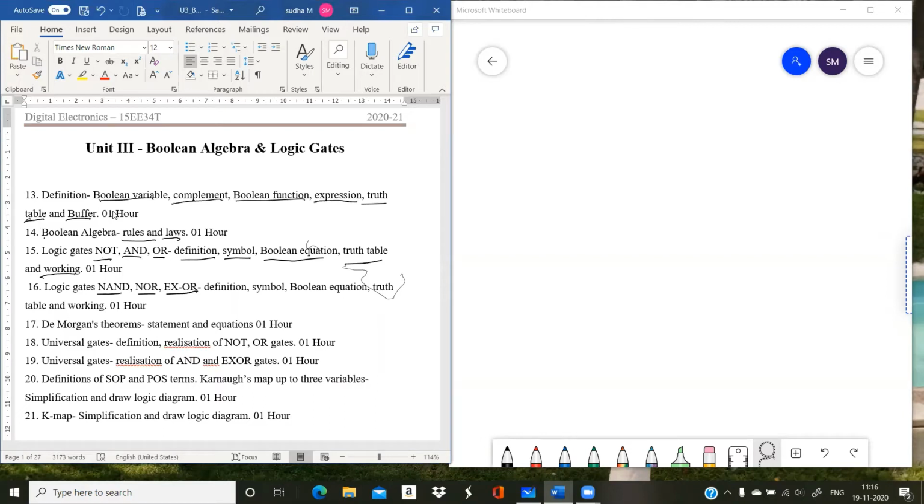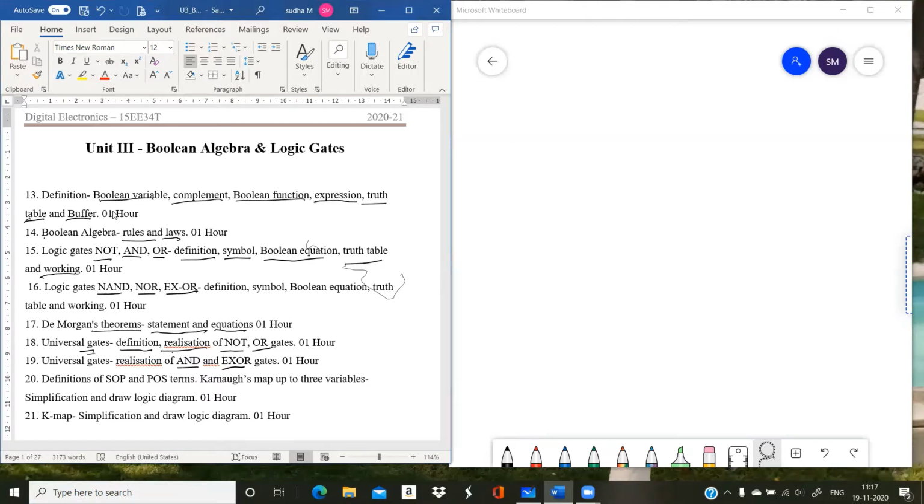Okay. So in the next session, we are studying De Morgan's theorems, the statement of De Morgan's theorem, and how to represent it in an equation. In the next session, we are studying what universal gates are, the definition, and the realization of different gates like NOT gate, OR gate, AND gate, and XOR gate using the universal gates.